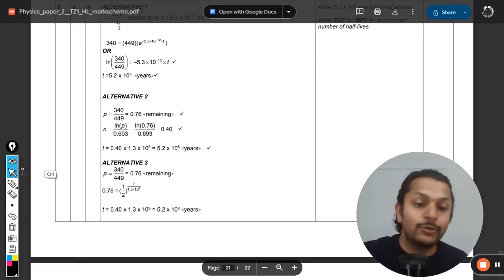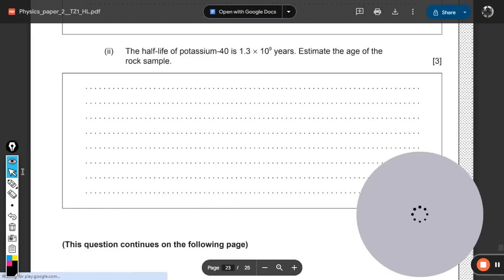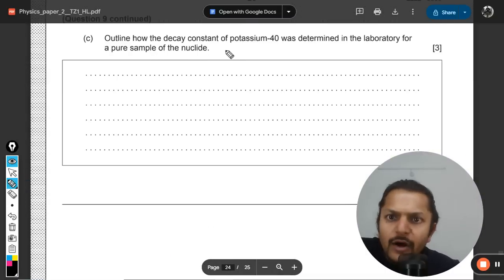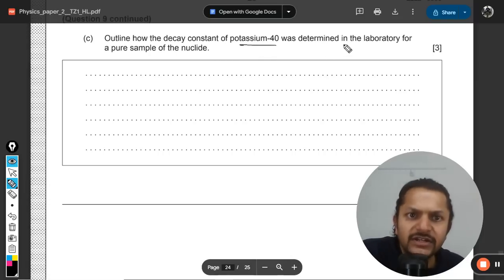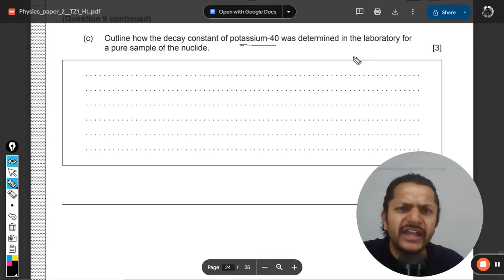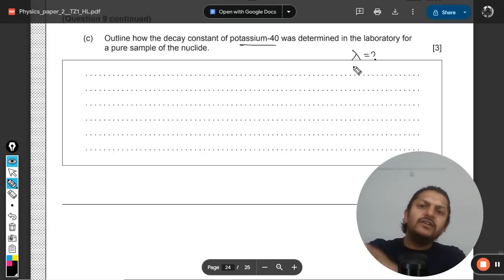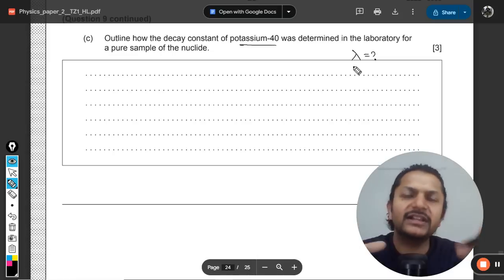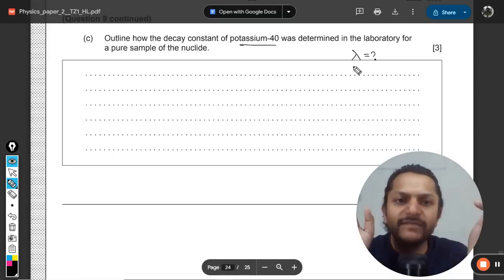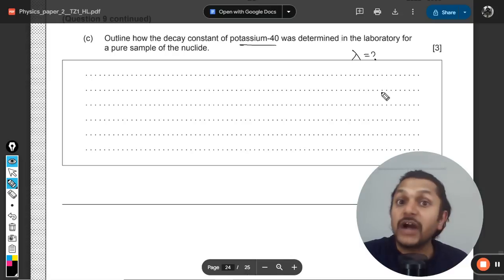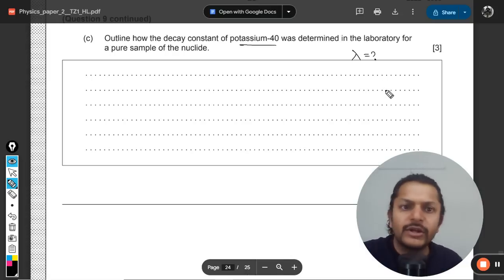Let's see if the question is over. No, there is one more part. Let's go for this. Outline how the decay constant of potassium 40 was determined in the laboratory for the pure sample of nuclide. So how can you find the lambda, that is the decay constant? Whenever you talk about the laboratories, the only thing that we have in our syllabus which is related with this is the activity. So the count rate, that you know it better.